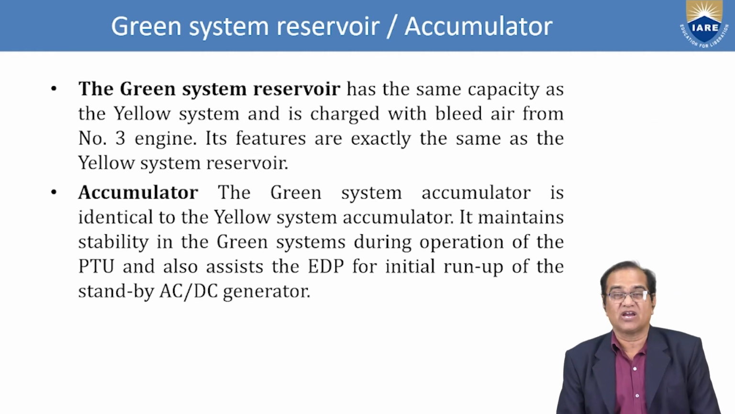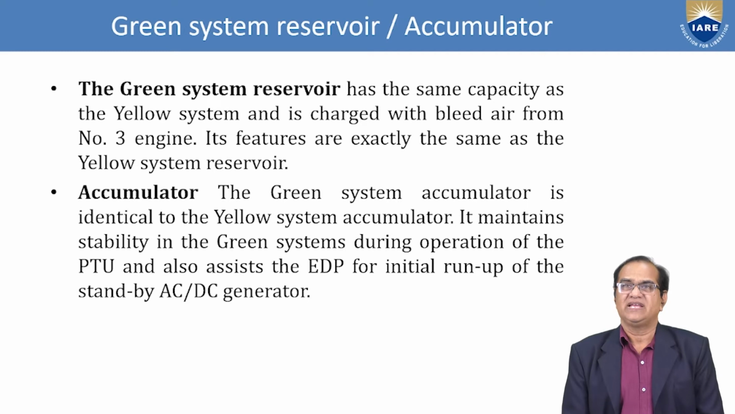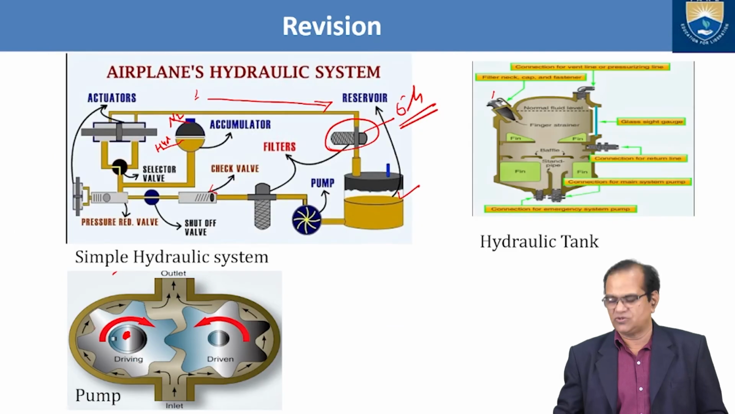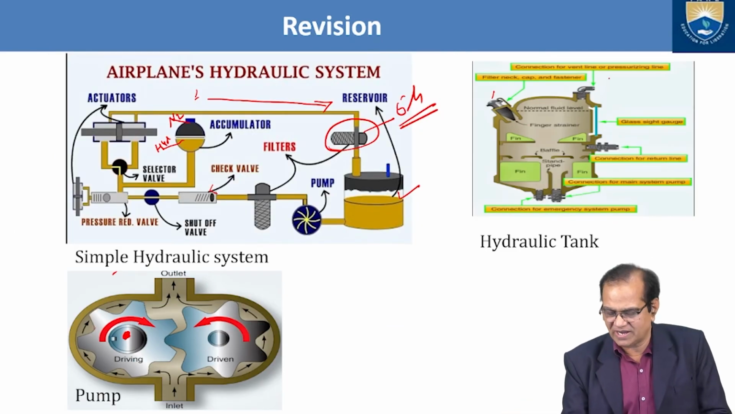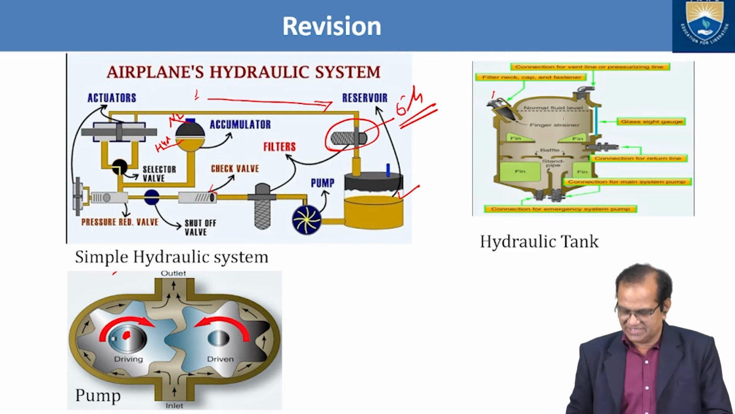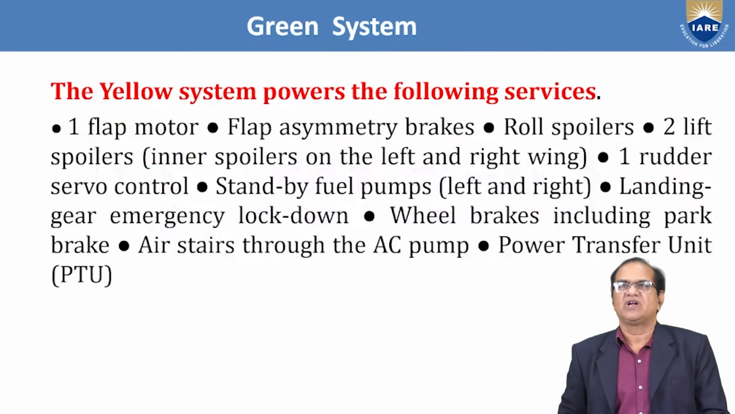Green system reservoir and accumulator. The green system reservoir has the same capacity as the yellow system and is charged with bleed air from number 3 engine. Its features are exactly the same as the yellow system reservoir. I have shown this reservoir here. You can see how these reservoirs are made. Here it is pressurized, and this pressurization can be done with the help of the engine bleed.